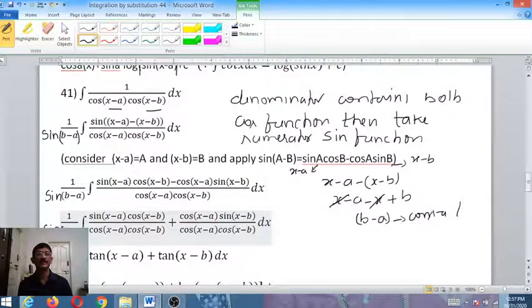1 by sine of b minus a into, look at this, here cos of x minus b, cos of x minus b cancel. Divide the second term by the denominator, it is cos of x minus a, cos of x minus a cancel. So what is remaining here?